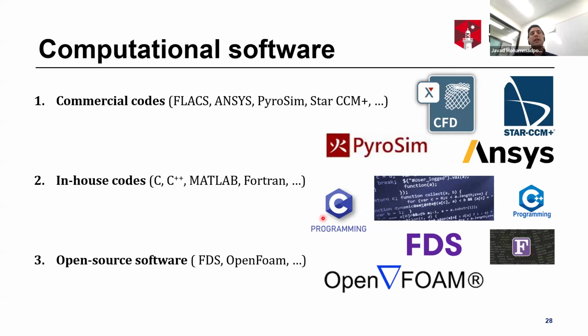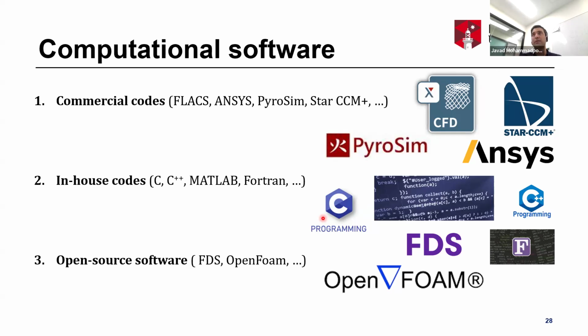The second one is the in-house code. It means that you can write your code from scratch, or develop a code in different programming languages such as C, C++, MATLAB, or Fortran. You need some knowledge about programming, and then you can develop your code. You can use the different governing equations and discretize them in the programming language, but you need to have some knowledge of this.